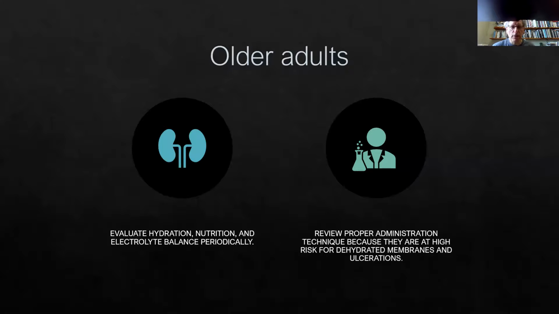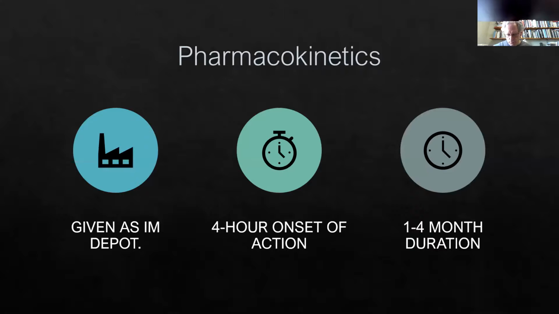In older adults, evaluate hydration, nutrition, and electrolyte balance regularly. And again, review the proper administration and technique. Also note older adults are at high risk for dehydration and ulcerations of the skin as the skin gets thinner as you get older. So these are given as IM depot shots. They have a 4-hour onset of action and about a 1 to 4 month duration.